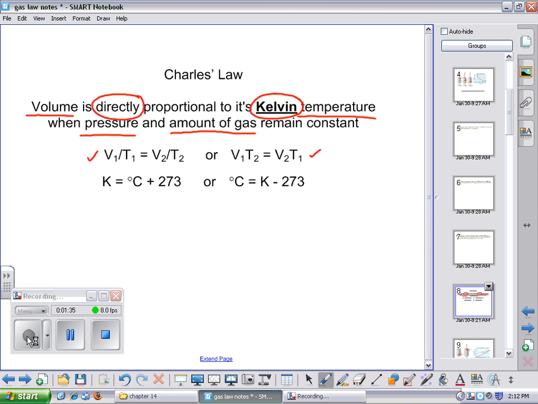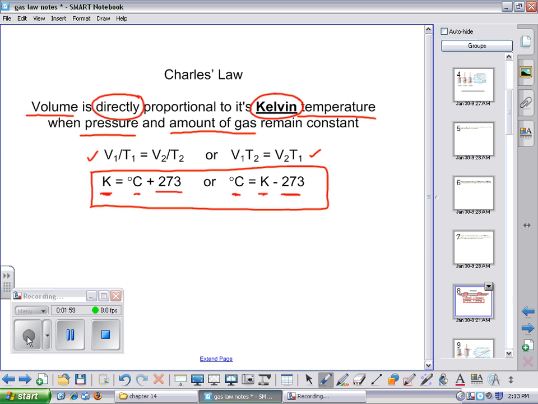So remember, to convert from Kelvin to Celsius or Celsius to Kelvin, you have these two equations we learned back in chapter, I think it was 2 or 3. If you want the answer to be in Kelvin, you take the Celsius temperature plus 273. If you want the Celsius temperature, you take the Kelvin minus 273. So let's practice some problems.